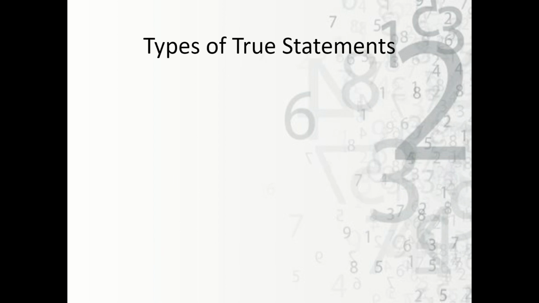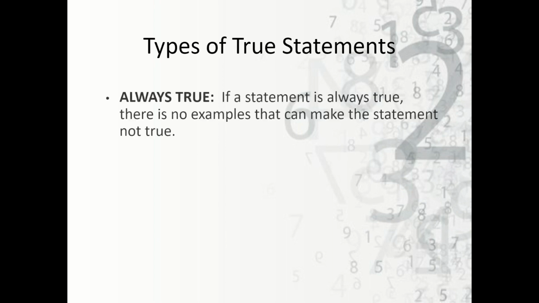So we need to talk first about what are the different types of true statements. So the first kind is always true, meaning that there is no situation in which the statement is not true. For instance, the sun will come out today. Well, there's different variations of how bright the sun might be, but the sun does come out every day. That's always true. So there are no examples that can make the statement not true.